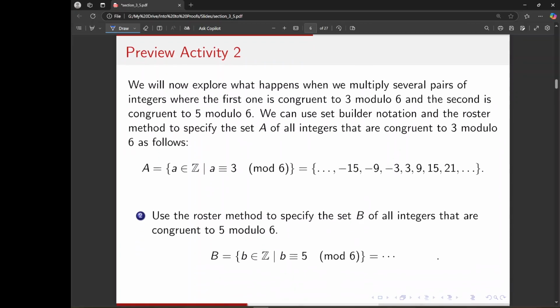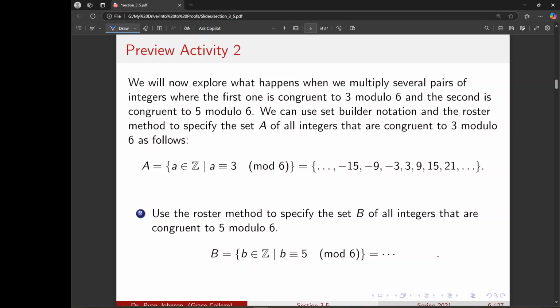We'll now explore what happens when we multiply several pairs of integers, where the first one is congruent to 3 mod 6, and the second is congruent to 5 modulo 6. We can use set builder notation and the roster method to specify the set A of all integers that are congruent to 3 modulo 6 as follows. So remember, we're doing big set, condition, and then here's the roster method over here.